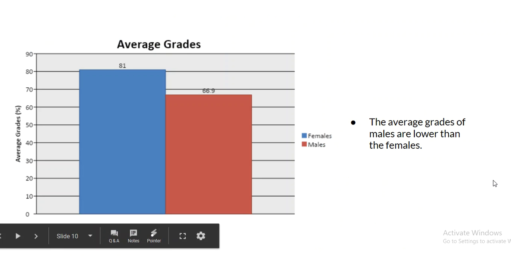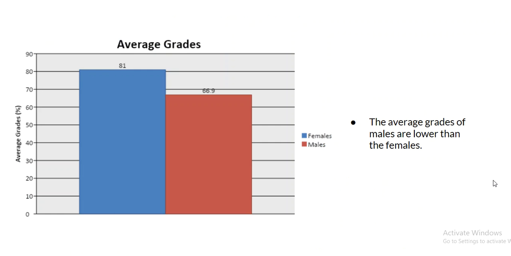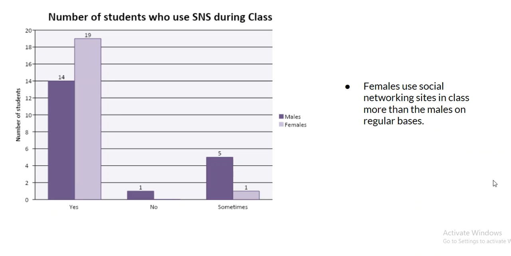The data collected shows that the average grades of females are higher than the males. The overall average grades for males is 66.9% and for females it's 81%. So the number of students who use SNS during class is higher for females.